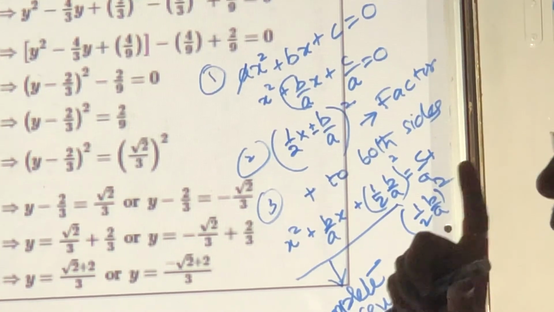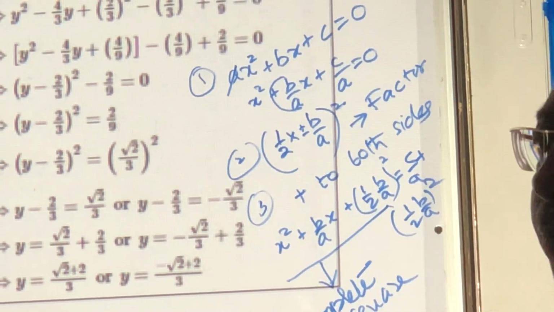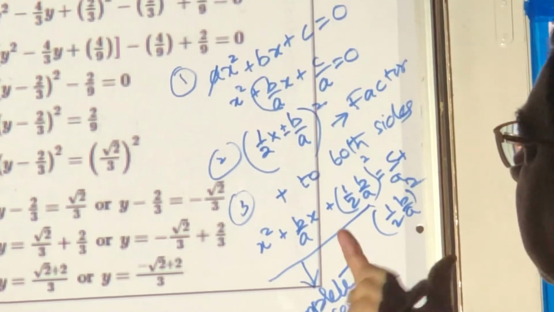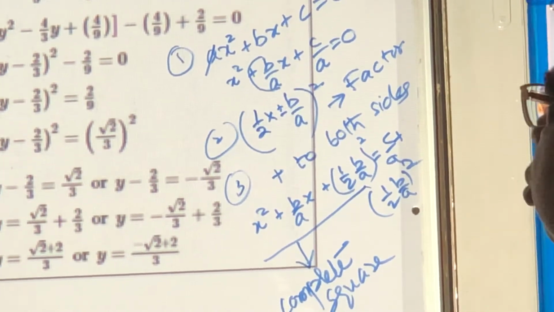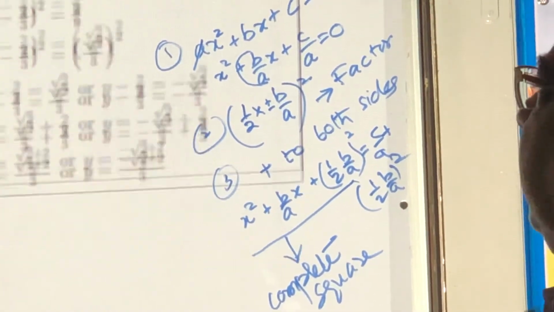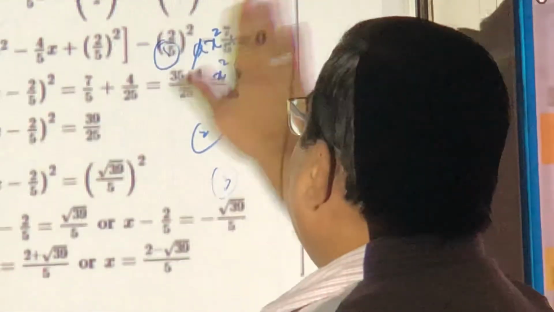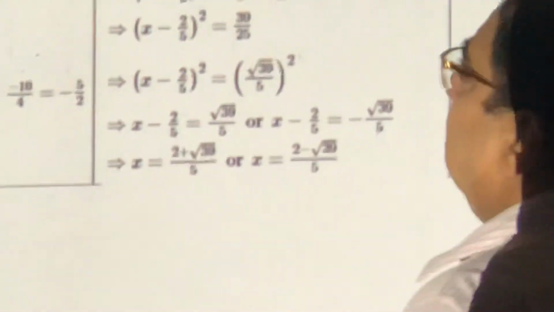Fourth, the first two terms and the new term you put, make a complete square. And then just solve algebraically. This is the method. It looks very difficult, but nothing is difficult. That's why I write my steps next to it so that you can follow.